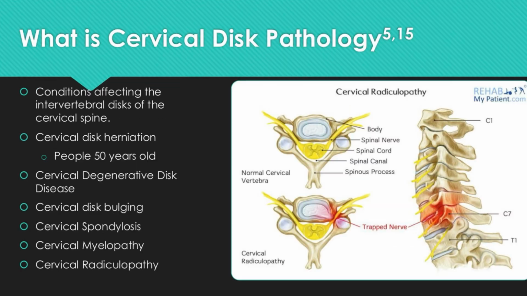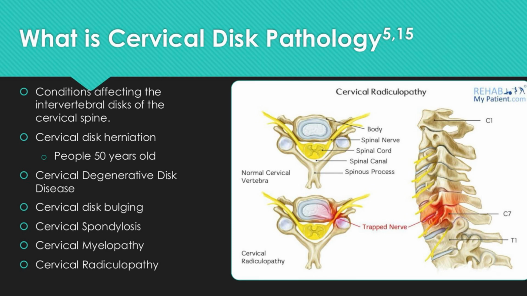So, what is cervical disc pathology? From the research that we did, we found that it's a broad spectrum of different pathologies grouped underneath this that affect the intervertebral disc within the cervical spine. One issue that can happen is cervical disc herniation, where the mean age is around 50 years old. You also have cervical degenerative disc disease. The disc can also bulge within the cervical spine.